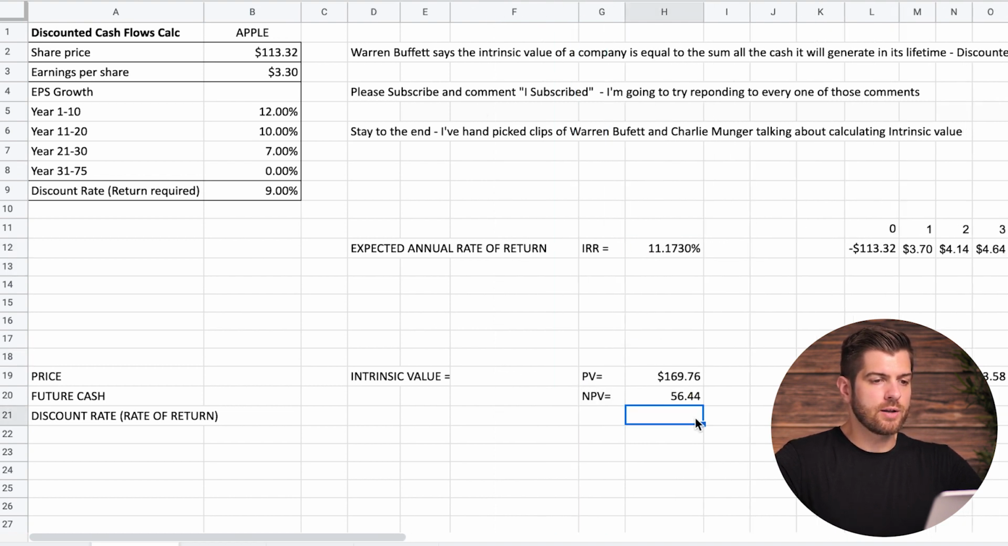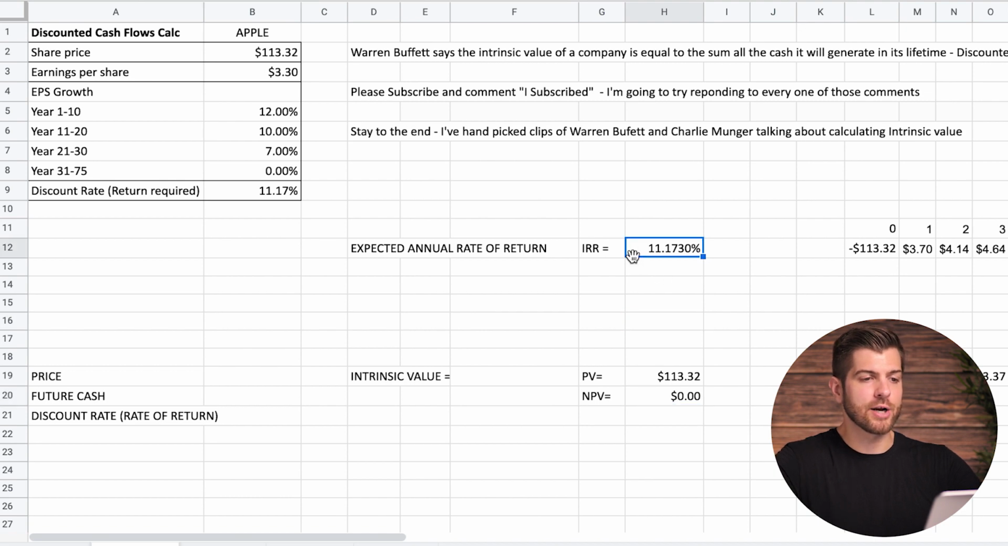All right, so watch what happens here now if I take this number and plug it into the discount rate. Watch what happens to the present value and the net present value. So I'm going to just paste it in here, boom. Now see what happened to the present value? The present value became equal to today's share price, and the net present value became equal to 0. So the IRR is calculating for the discount rate that gives you a 0 net present value.